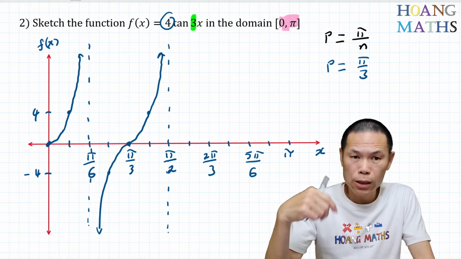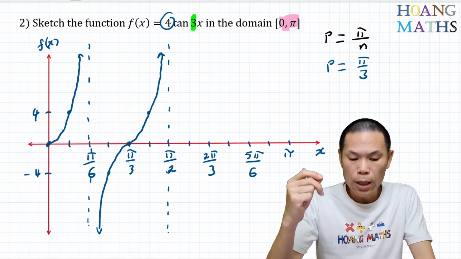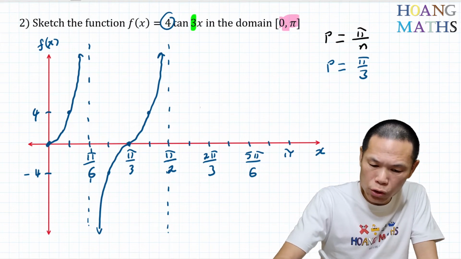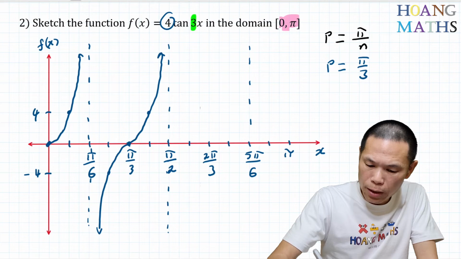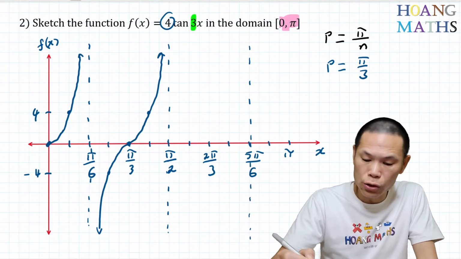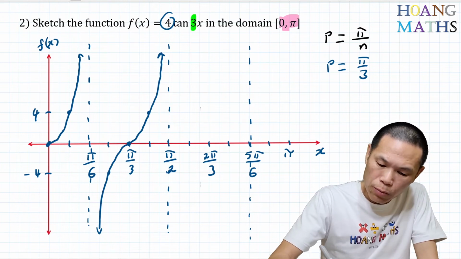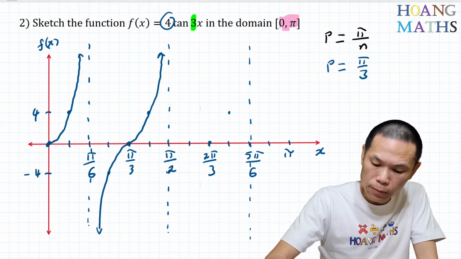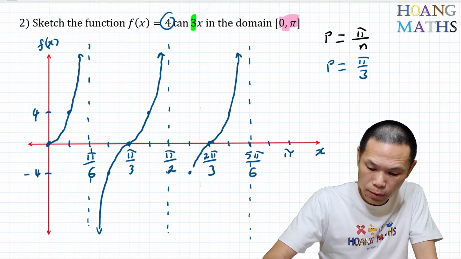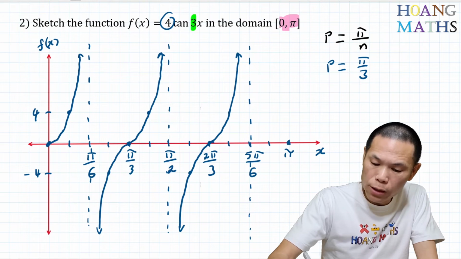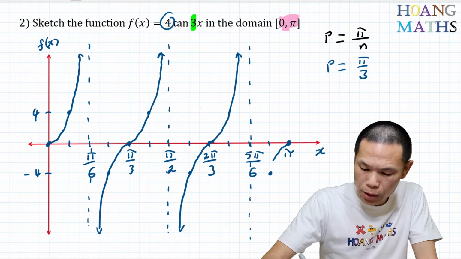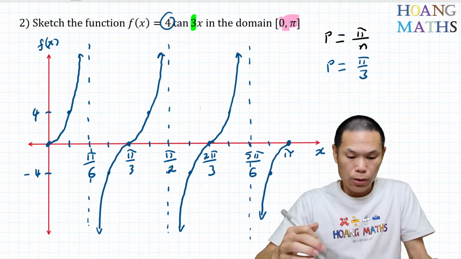And now you can see it's just repeating because one period is pi over 3. So pi over 2. So the next asymptote should be here. And otherwise just count 4 parts and then that's it. That's the asymptote. So now it's just repeating. So just connect this. And -4 here. And for pi is 0. And this should be -4. It's just repeating, okay? So there you go.